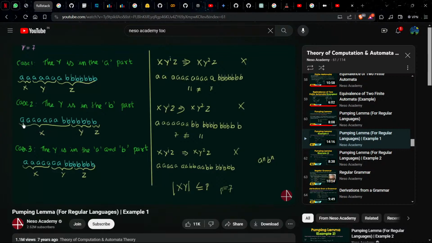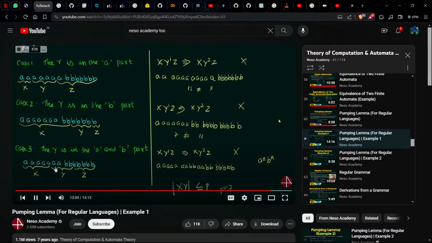What about case number 2, x and y? X contains only 1, 2, 3, 4, 5, 6, 7, 8, 9, and how about y? 10, 11, 12, 13. So 13 is not less than or equal to 7. So it's not satisfied here. And if you check here, here also x and y together 1, 2, 3, 4, 5, 6, 7, 8, 9. Yeah, it's 9. So 9 is not less than or equal to 7. Even the first condition also is not satisfied.